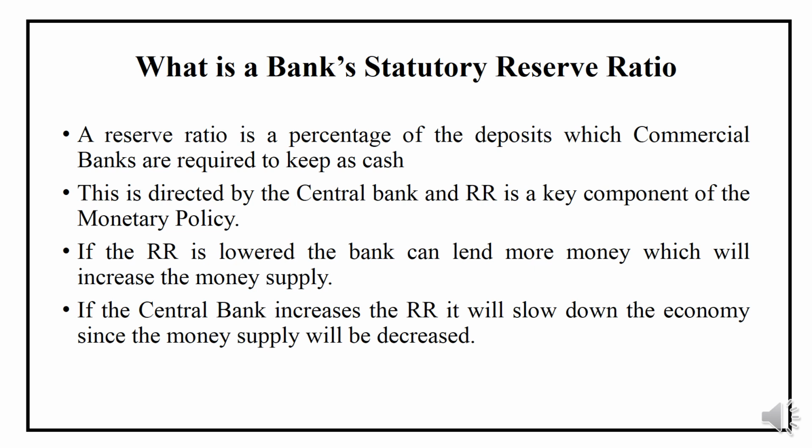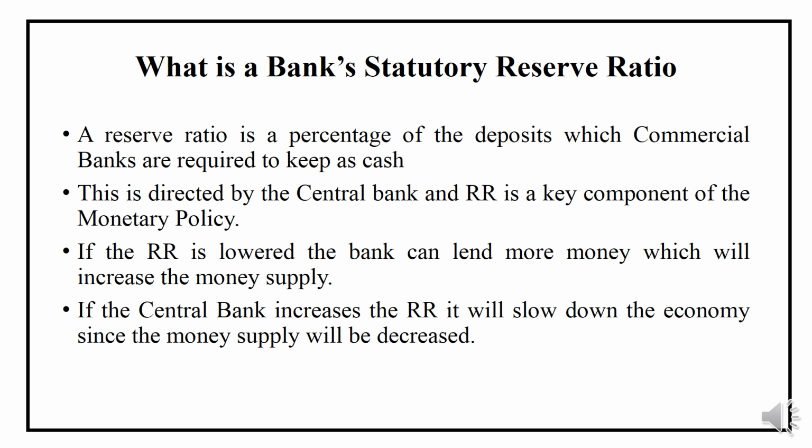If the reserve ratio is lowered, the bank can lend more money, which will increase the money supply. Which means, when the central bank decreases the reserve ratio, the amount of money that the commercial banks have to deposit in the central bank as bank reserves decreases, and the amount that they can lend to the public will increase. On the other hand, if the central bank increases the reserve ratio, it will slow down the economy.